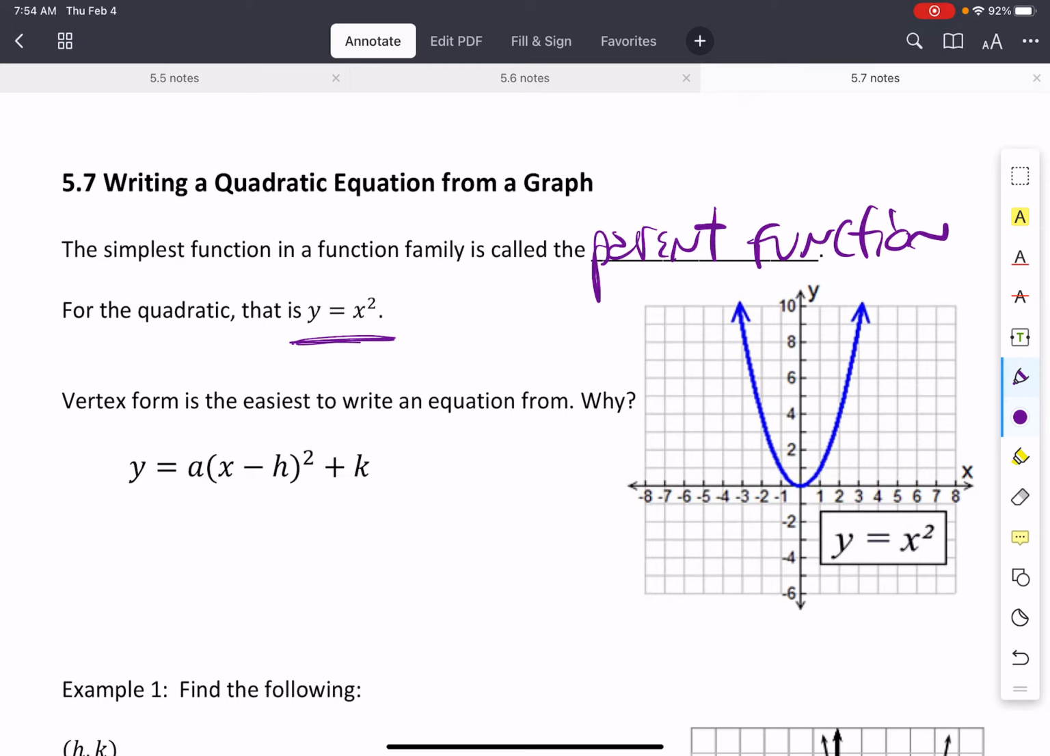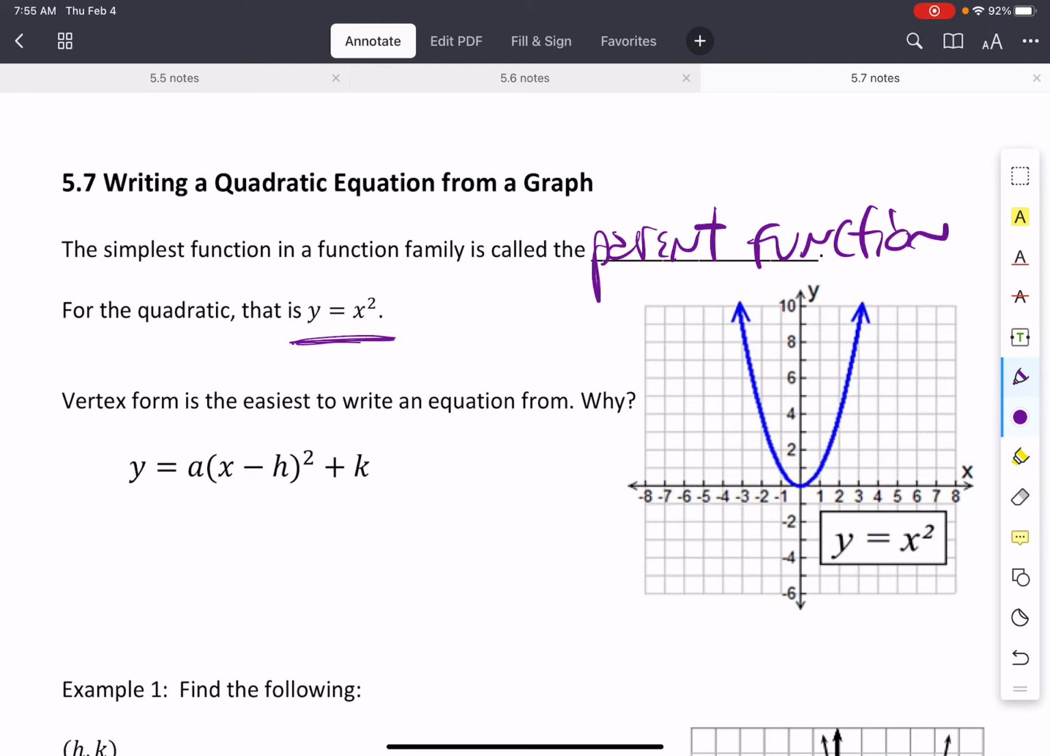Vertex form is the easiest to write an equation from. So if I'm given a graph, vertex form is always the easiest. Here's why. We've seen quadratics that don't have x-intercepts, and that's what we get from factored form. And we've seen quadratics whose y-intercepts are so huge, they're way off the graph. That's what we get from standard form. But every quadratic has a nice vertex. So that's why vertex form is the easiest form to get an equation from.